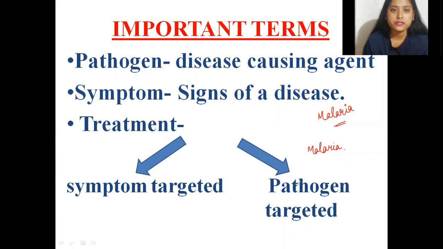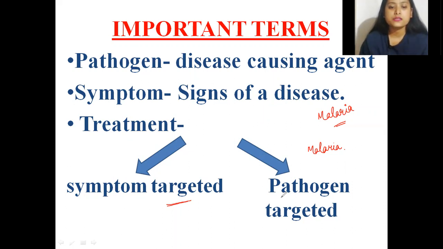If you take an antipyretic medicine like crocin or paracetamol, that means you are trying to lower your body temperature. You cannot say that you are taking the right drug, because you are only lowering your body temperature, and that treatment we term symptom targeted, because you are acting upon the symptom you have received. Second one is pathogen targeted. For pathogen targeted, we can use the example of malaria again.